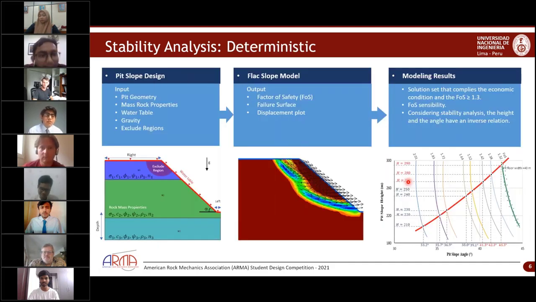Okay, the question was about the water table. So in general, we consider the water table is in this position, at the ground surface, as I said at the start of the presentation.